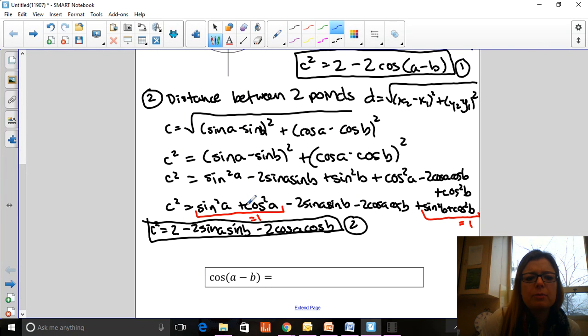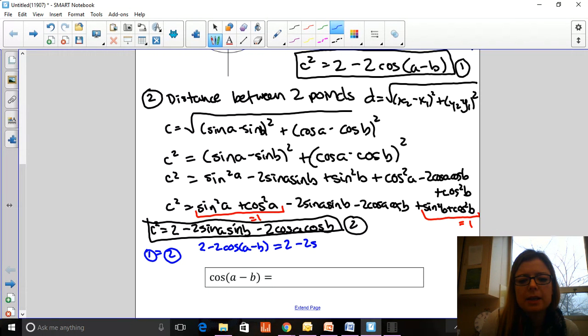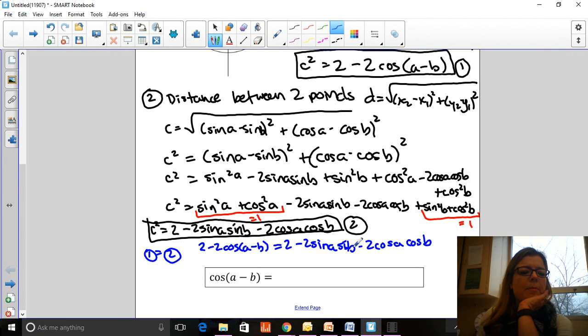Okay, so I'm going to put 1 equal to 2. I'm getting a little squished here, but we actually only need 2 more lines. So we have 2 minus 2 cos A minus B, that's my first equation, is equal to 2 minus 2 sine A sine B minus 2 cos A cos B.